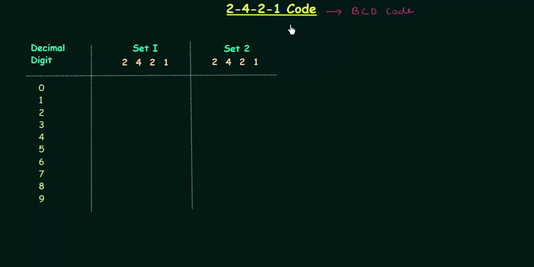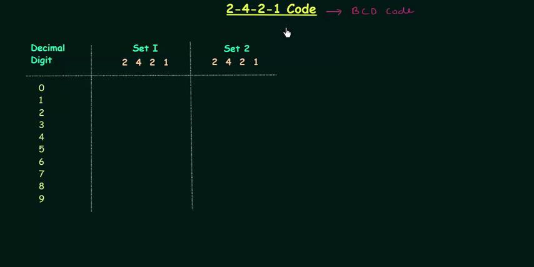These are the weights of position in this code, and we will encode decimal digits. Decimal digits are from 0 to 9, and we will have two sets, set 1 and set 2. I will explain what is there in set 1 and what is there in set 2.